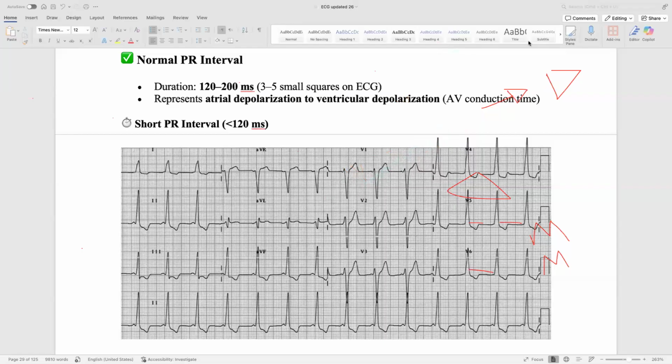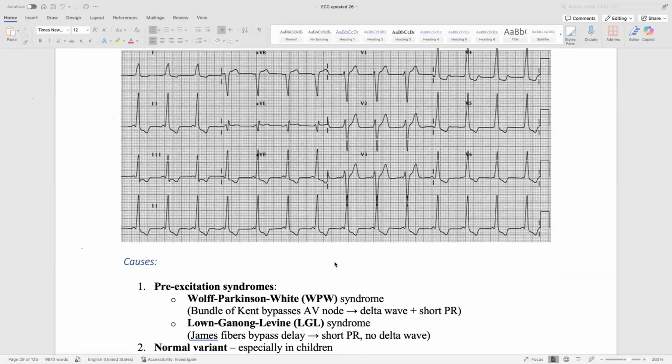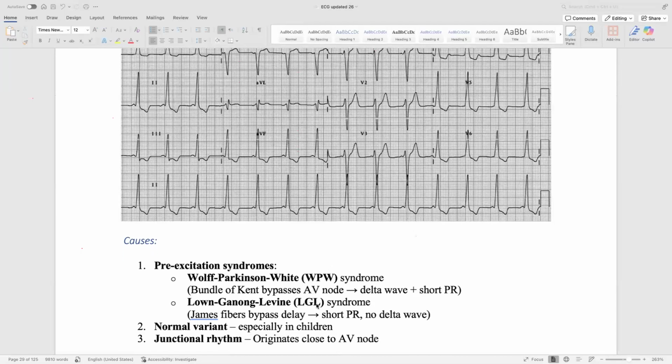Why is there short PR interval? Because short PR interval is one of the differential diagnoses of left bundle branch block. You remember? Other causes? WPW syndrome. Yes.